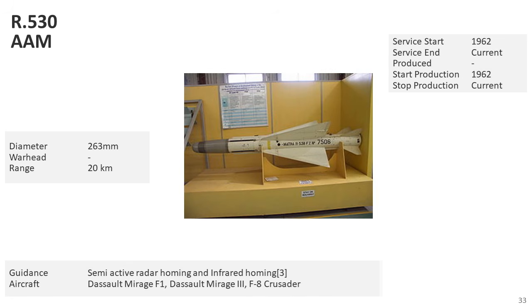The Matra R530 is a medium to short-range air-to-air missile. It was available in infrared homing and semi-active radar homing as the main armament of the Mirage 3, which was able to carry a single missile in the centre line. The Mirage F1 carried two, one of each type, under the wings, and the F8 Crusader in French Navy service.